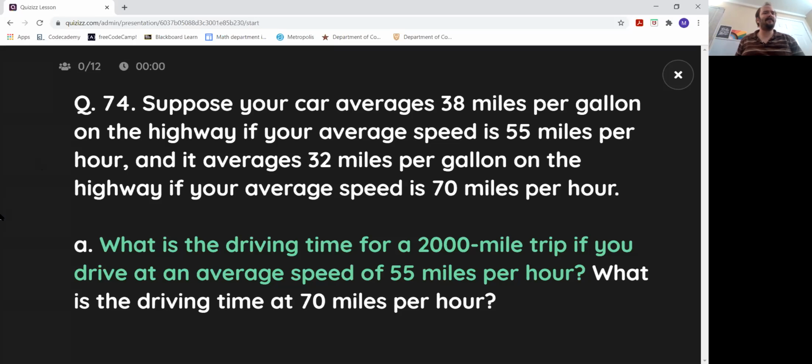So now what are they saying? They're saying, what is the driving time if we take a 2,000 mile trip and we drive at 55 miles per hour? So this is the first question I want to ask. The next question that we're going to answer is, what is the driving time at 70 miles per hour? So remember, this is a section about units. You should give me a number. You should give me a unit. And I want to say I rounded everything to 2 decimal places.